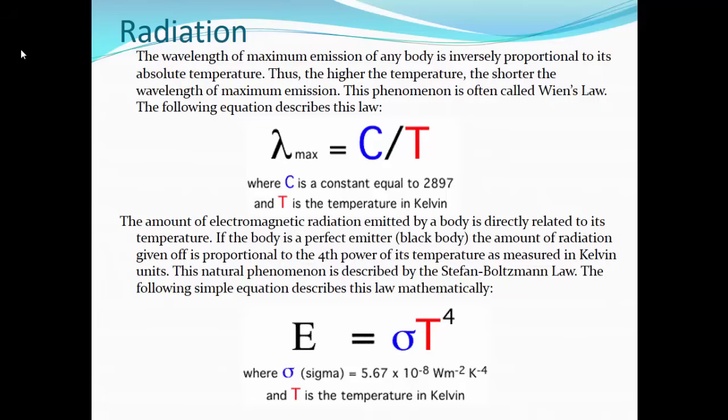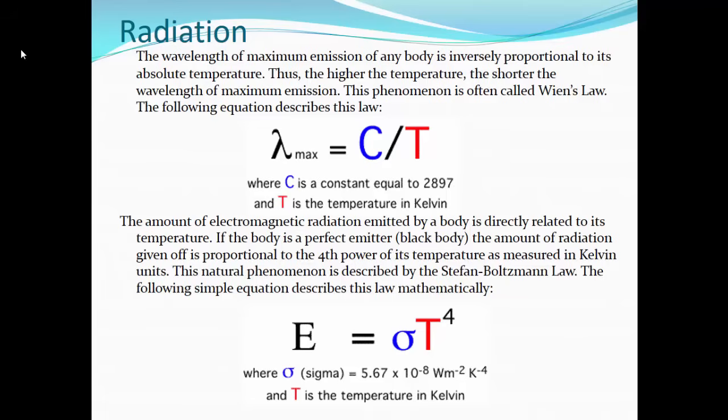Now here's a second aspect. The amount of electromagnetic radiation emitted by a body is directly related to its temperature. So not the wavelength of maximum emission, but here the second aspect is the amount, how much electromagnetic radiation is emitted by a body. It's directly related to that body's temperature. If a body is a perfect emitter, a black body, the amount of radiation given off is proportional to the fourth power of its temperature as measured in Kelvin units. This natural phenomenon is described by the Stefan-Boltzmann law.